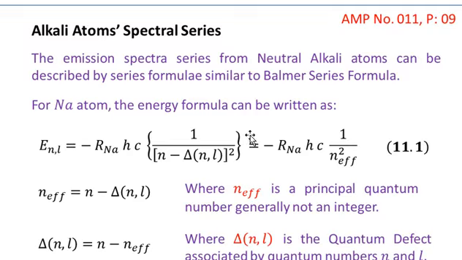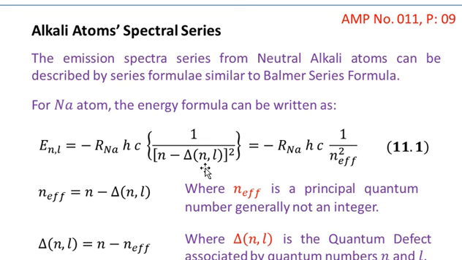The emission spectra series from the neutral alkali atoms can be described by a series formula similar to the Balmer series formula. For the sodium atom, the energy formula can be written as follows. Here the energy is going to depend upon the two quantum numbers n and L. So E as a function of n and L is equal to minus R_Na, the Rydberg constant for the sodium atom, multiplied with hc, and then in the curly bracket we have 1 over the square of n minus delta_nl.